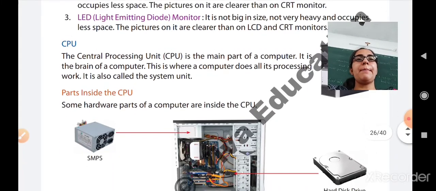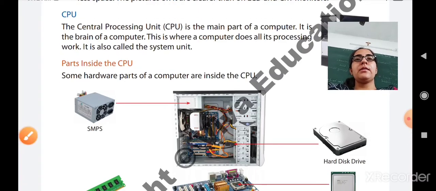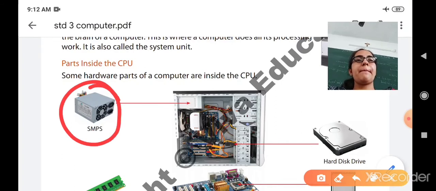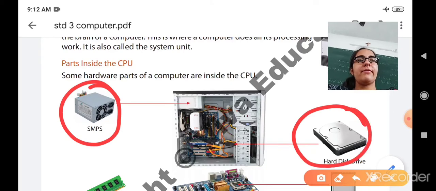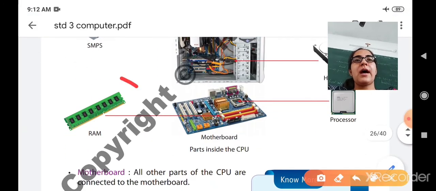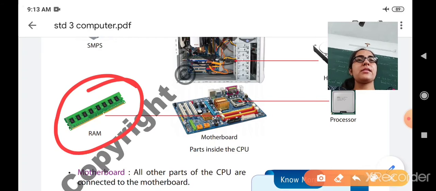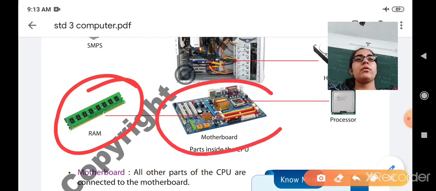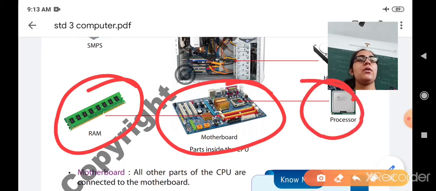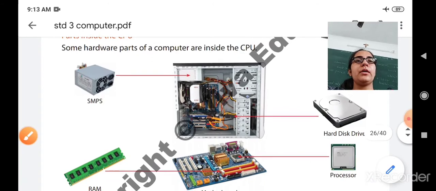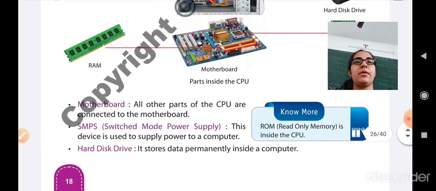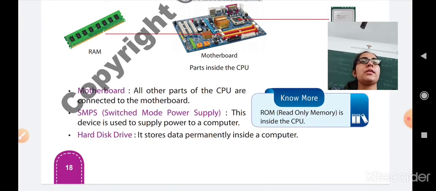So now let us see the parts which are inside the CPU. Some hardware parts of a computer are inside the CPU. This is the first part which is known as SMPS. The second is hard disk drive. The third is RAM, that is random access memory. Fourth is motherboard and fifth is processor. So these are the parts of the computer which are present in a CPU. Now let us discuss all these parts in detail.